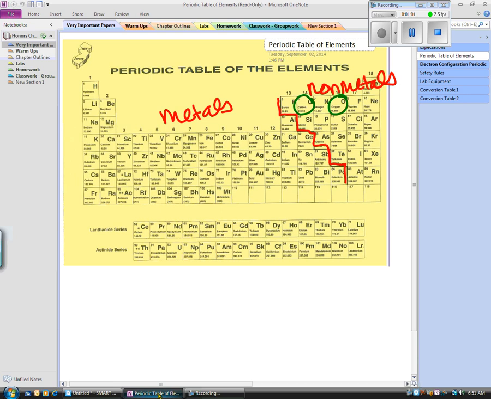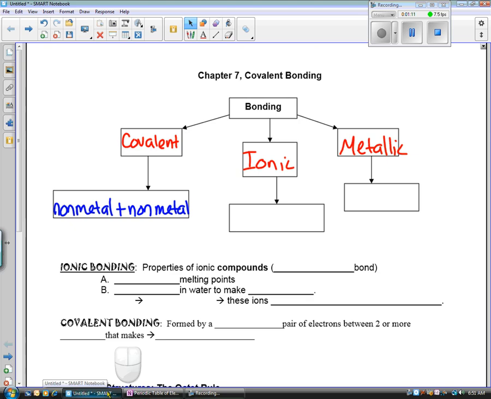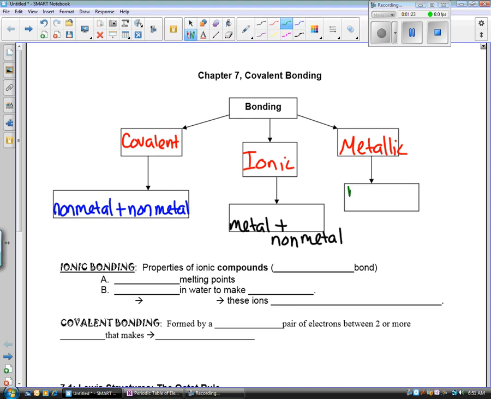If you have one from over here, like sodium, and one from over here, chlorine, that's called an ionic bond. They're coming together because they have two different ions, a cation and an anion. So an ionic bond is a metal plus non-metal. Which, of course, metallic, you can kind of tell just by the name, that's where you're going to have two metals together. Metal plus metal.